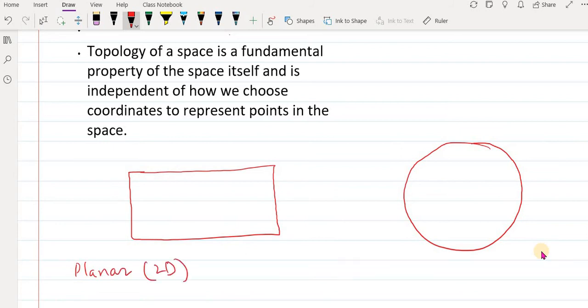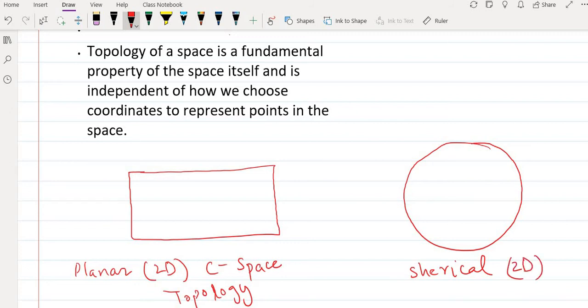Planar 2D C space topology, and this is spherical (2D) C space topology. So this statement says that the topology of the C space is independent from the coordinates that you select to represent the C space. For example, here you selected, let's say, y and x coordinates to represent this C space topology, and here you represent, let's say, latitude and longitude.